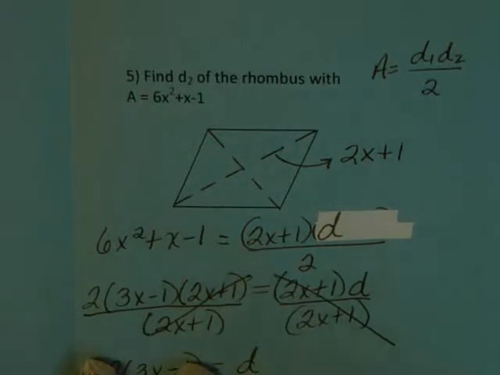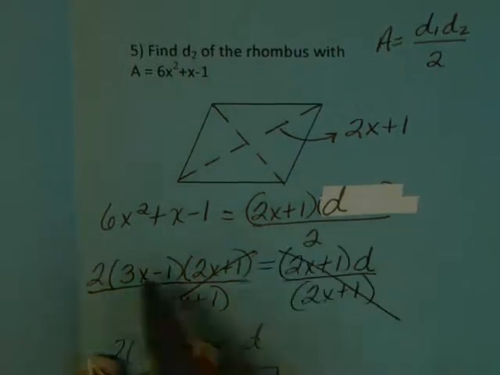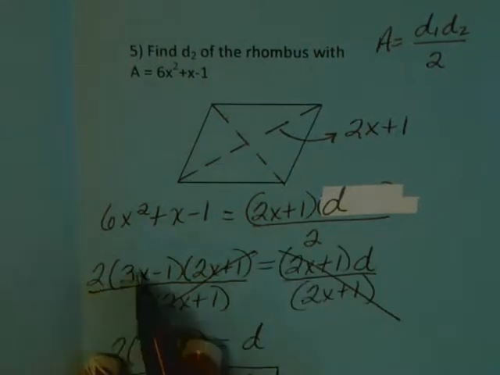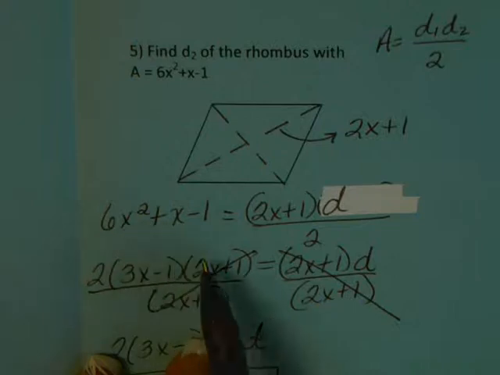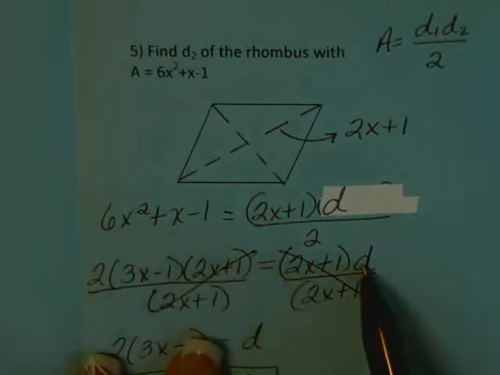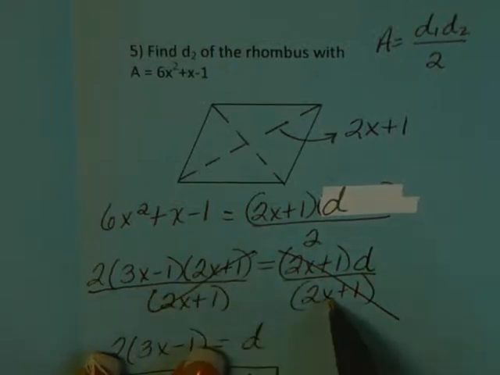So we have the area equal to diagonal 1 times diagonal 2 divided by 2, or multiplied times a half. This is where I went ahead and multiplied both sides by 2, so I got my 2 here. I pulled back apart the monomials that made up this quadratic equation: 3x minus 1 times 2x plus 1. When it's FOILed back out, you get this. And on this side, I have 2x plus 1 times d.